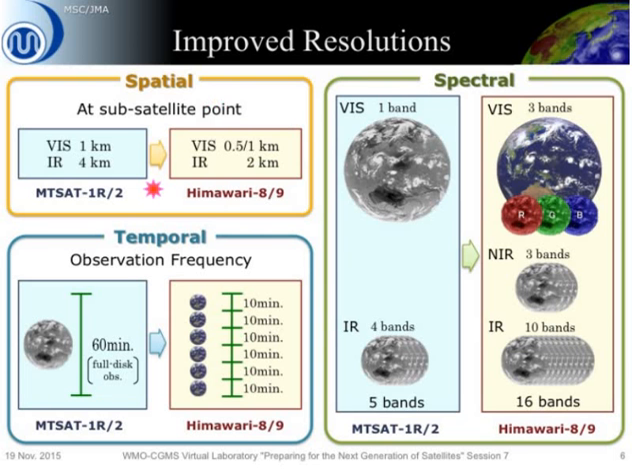Second one is temporal resolution, which means observation frequency. For full disk observations, it took 60 minutes by MTSat, but it takes only 10 minutes by Himawari-8. For regional observation around Japan, Himawari-8 can observe every 2.5 minutes.